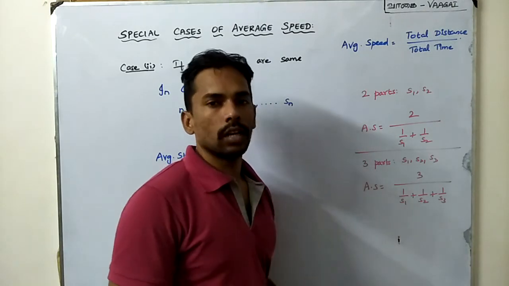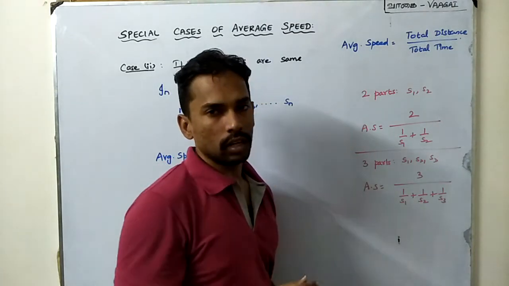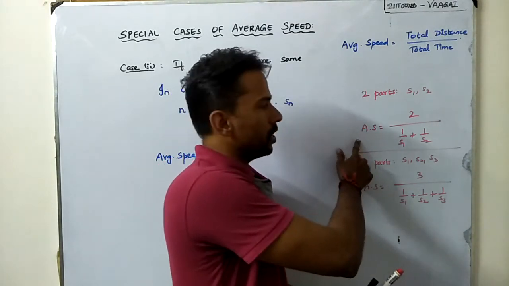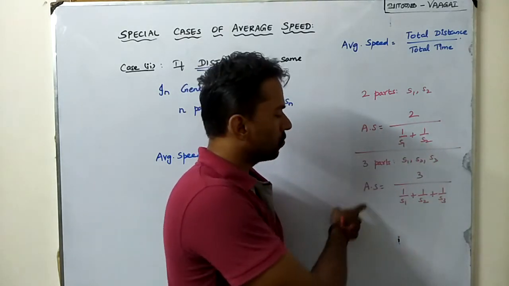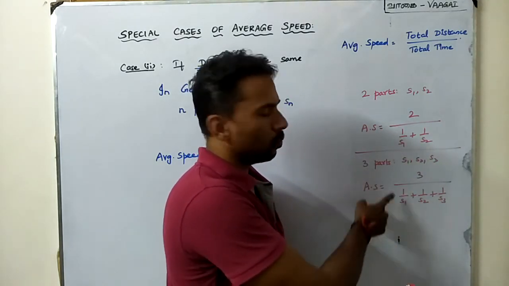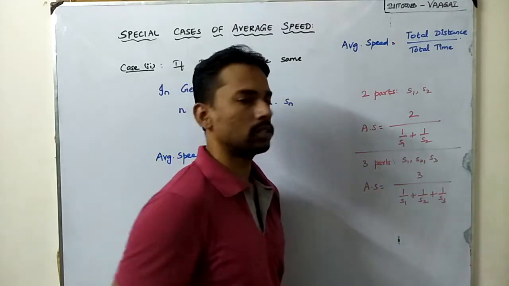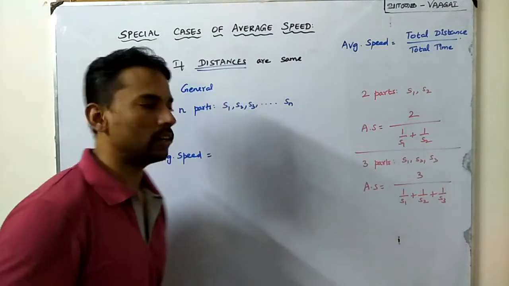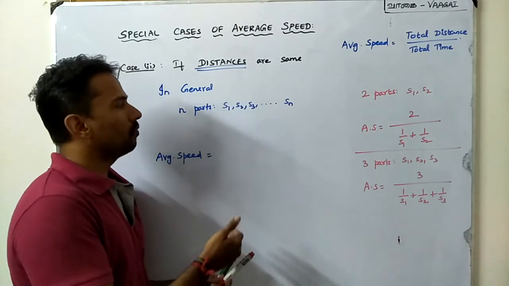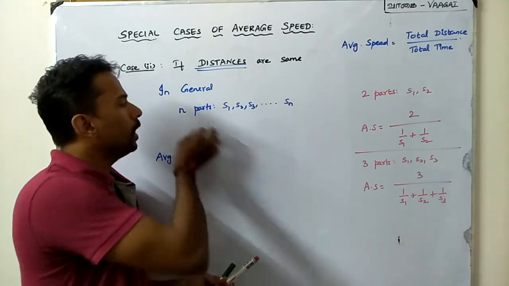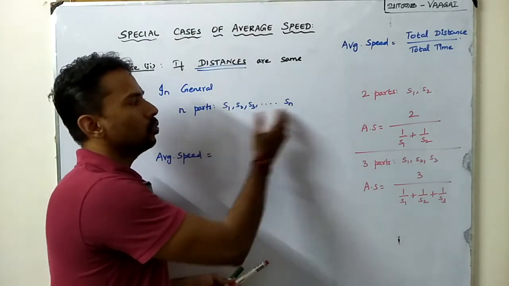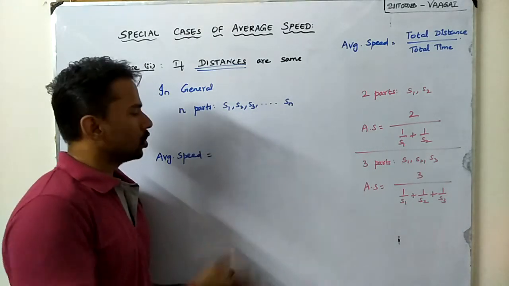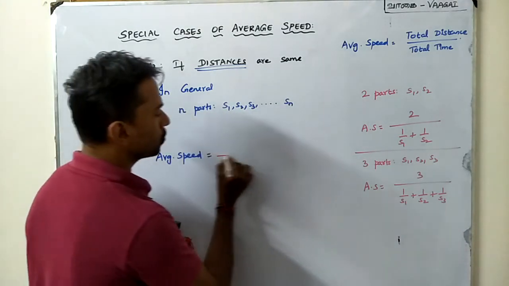When the distances are the same, and if we have two parts in our travel, we got the average speed to be 2 divided by 1 by S1 plus 1 by S2. And for three parts, we got average speed as 3 divided by 1 by S1 plus 1 by S2 plus 1 by S3. Similarly, here also we can try to generalize what will be the average speed when we have n parts in our travel and all the n speeds S1, S2, S3 up to Sn. Can you guess what will be the average speed?